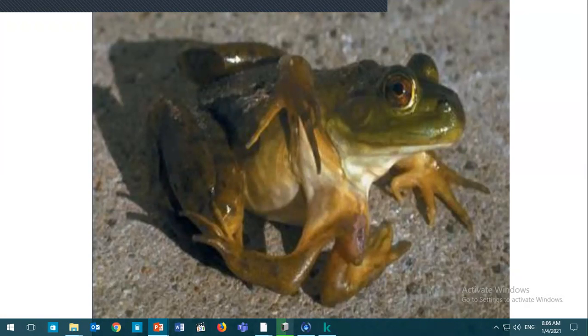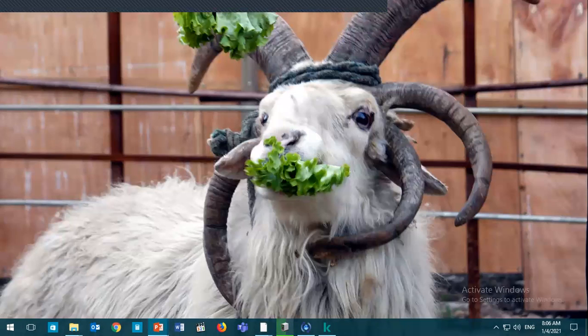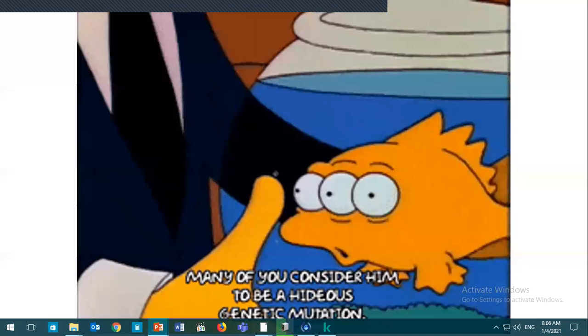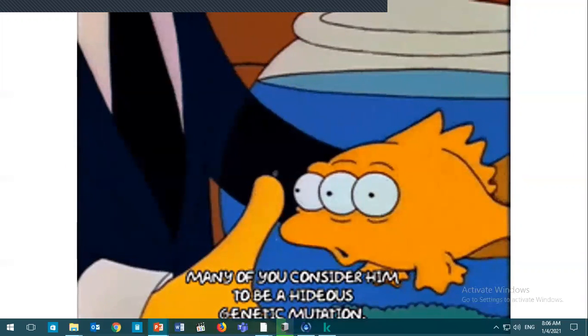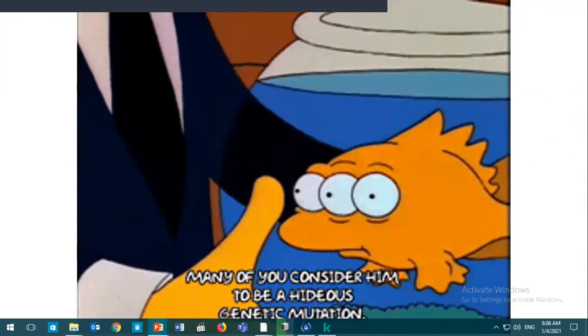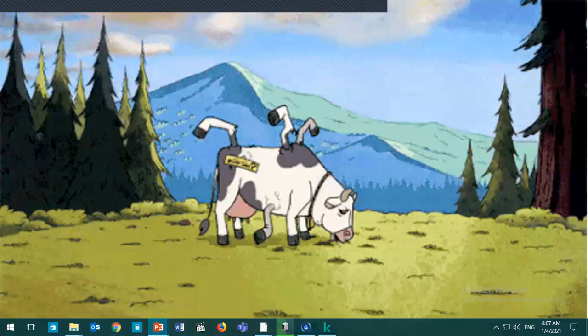So here there is another type of change, a physical change. He has more than two horns, and five. That's something called mutation. You guys will learn about it next year when you are in grade six. Yes, this is what we call genetic mutation.